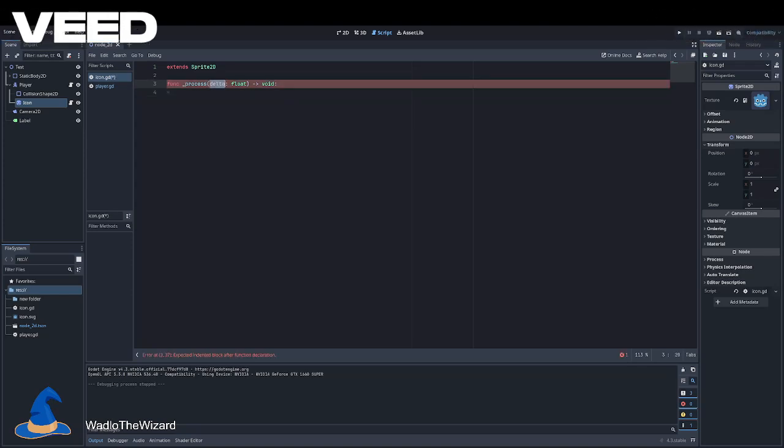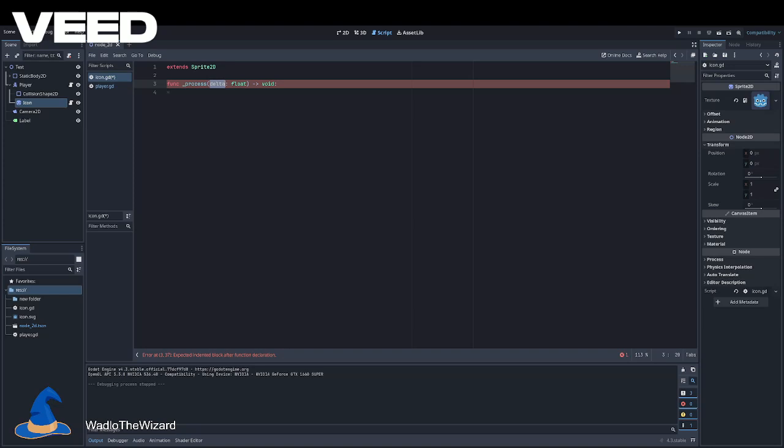Now, delta is the time elapsed since the last process frame was run. Process tries to run as quickly as it can. If you have a really fast computer, process may be running 60 frames per second or more. If you have a slower computer, process may be running 30 frames per second. Delta is a measure of the time between the last frame and the current frame.